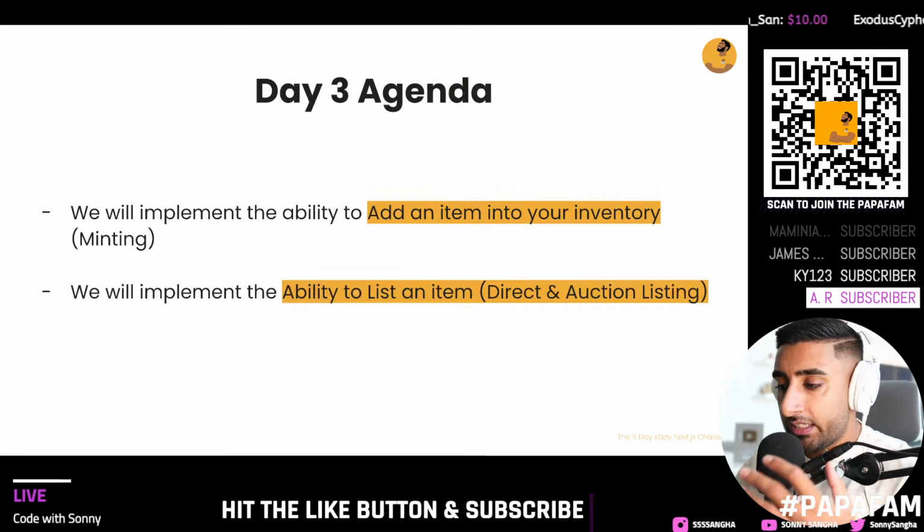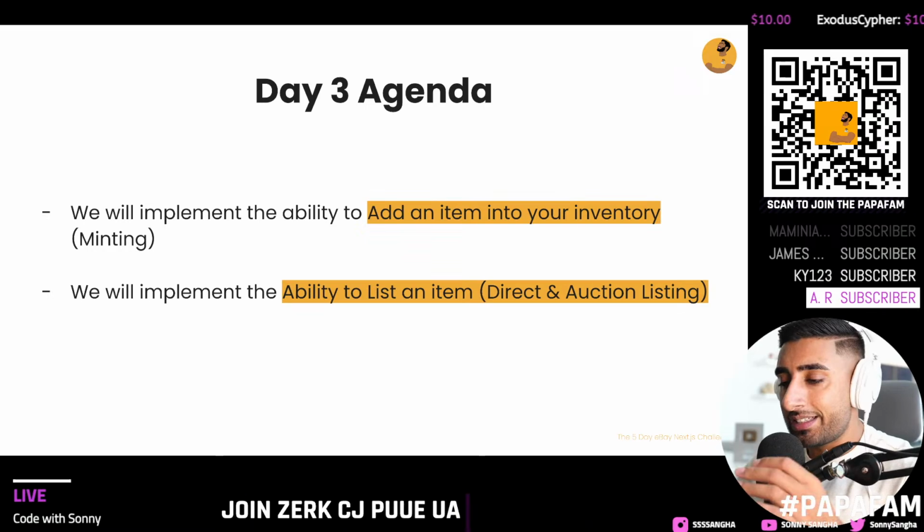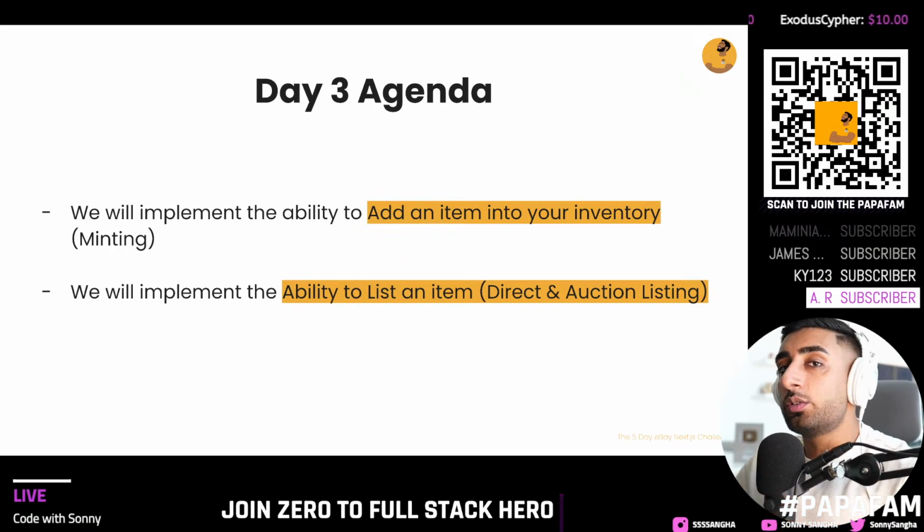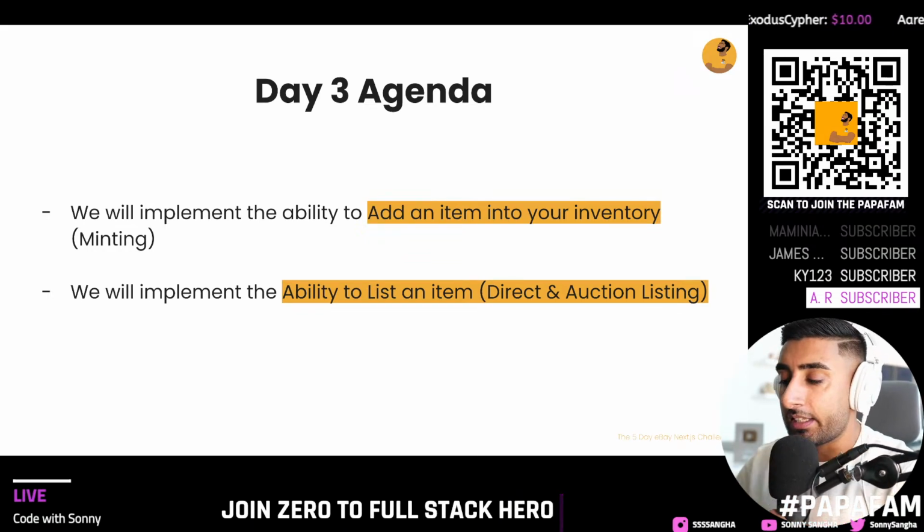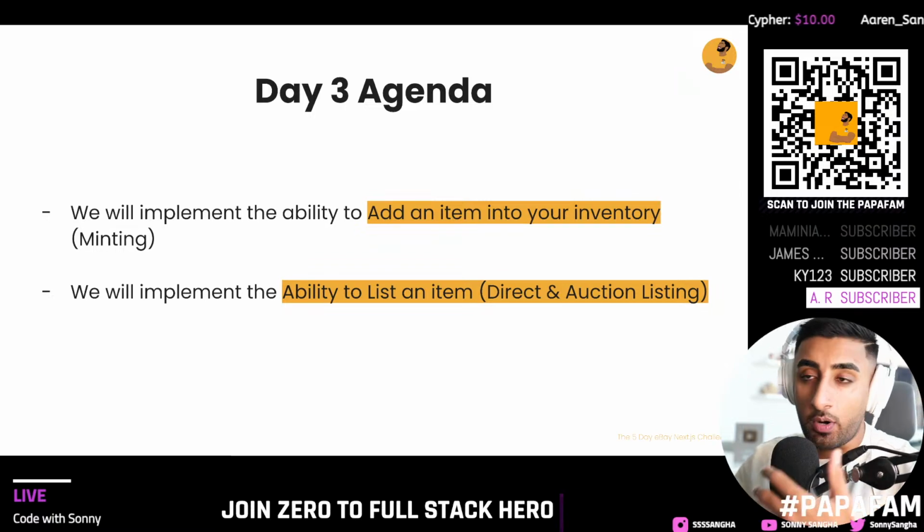So what we're going to build today, right? I'm going to give you a quick demo, but we're going to add on to yesterday's build. We're going to be implementing the ability to add an item into our inventory. This is essentially known as minting, where we're going to take our item and put it onto the blockchain, literally, right? I'm going to show you how to do that. And we're going to create a form and all this other cool stuff to power that up.